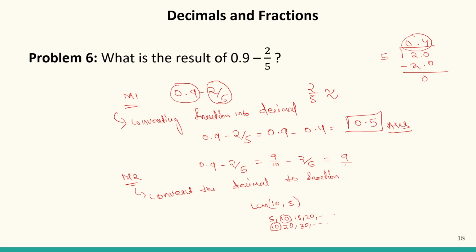So it is 9 by 10 minus, we multiply 5 by 2 in the denominator and multiply 2 with 2 in the numerator. So this is now 10 in the denominator, and 9 minus 4 is 5 by 10. This is nothing but 1 by 2, that is equal to 0.5. You can also see that the two are the same, because just the method changed. It shouldn't change the answer if the method is correct.